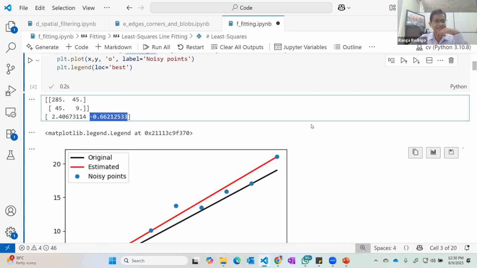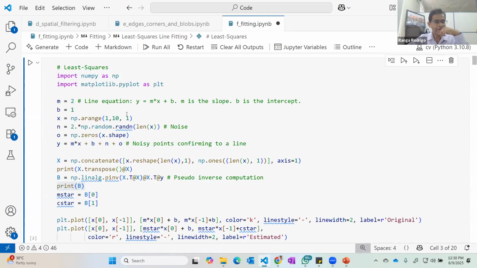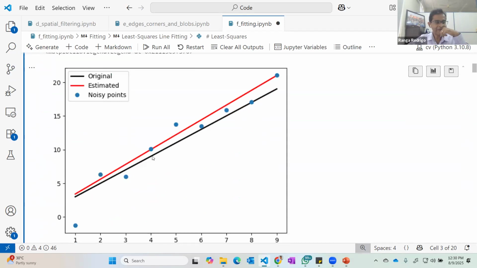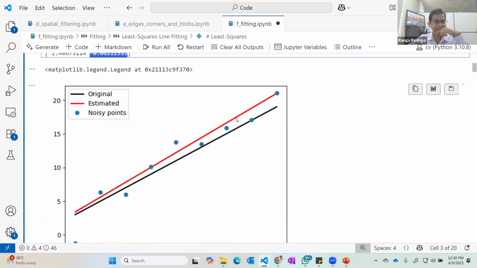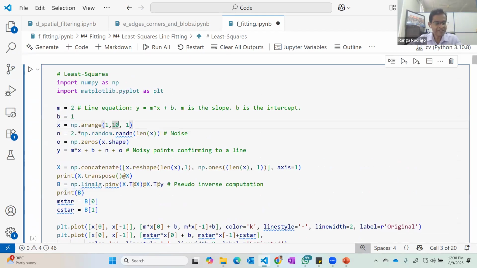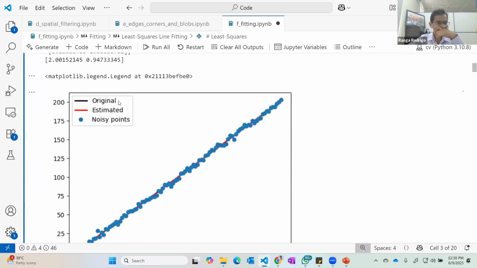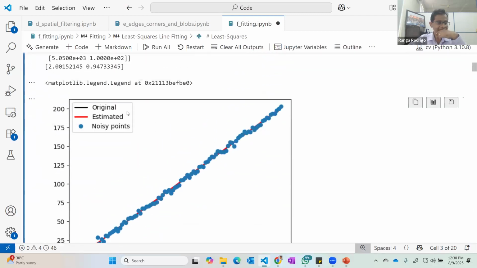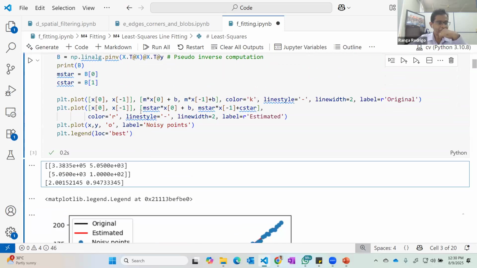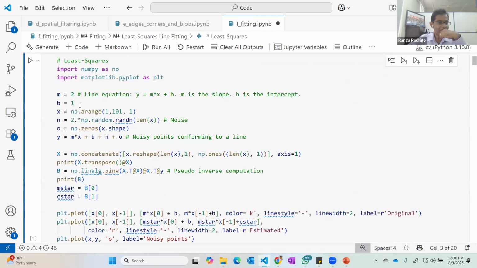If you increase the noise, this will become horrible. But if you increase the number of points, how many points are there? 1, 2, 3, 4, 5, 6, 7, 8, 9. Because I have put 1 to 10 here. So let's put about 100 points. Now you can see you get almost exactly the same values, right? Because you have so many points. Yeah, I picked 2 and 1.